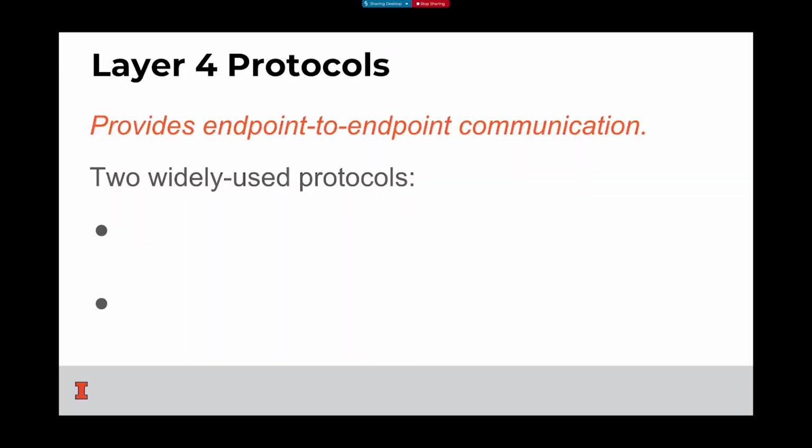So layer 4 protocols, these are endpoint to endpoint or port to port communication. So this is getting from my Chrome on my cell phone to your web server. And not just the host, but the actual Apache or Nginx web server that you're running. And there's basically 2 ways to communicate data from one app to another app. One way is called TCP, the other way is called UDP.